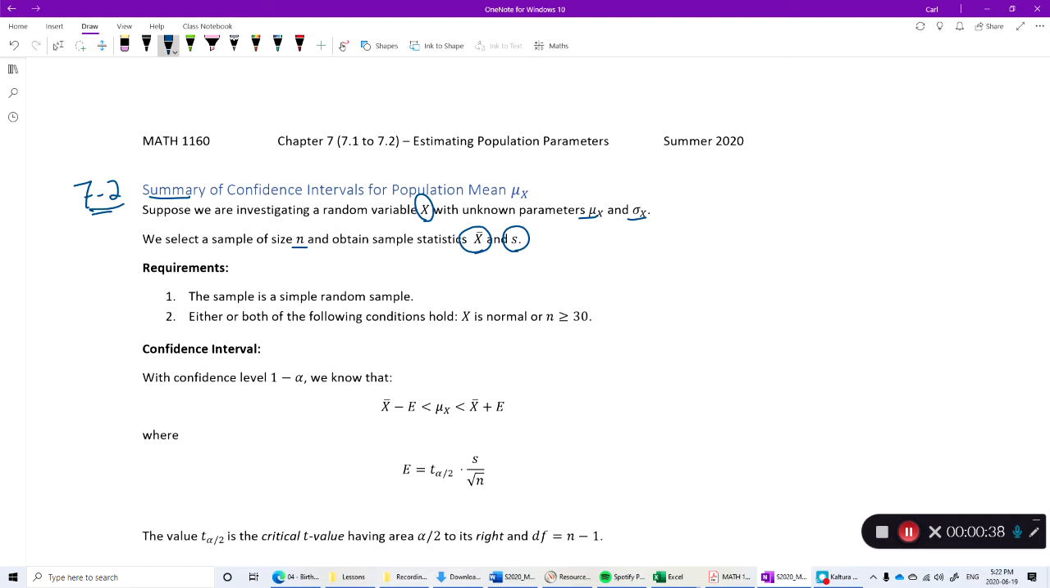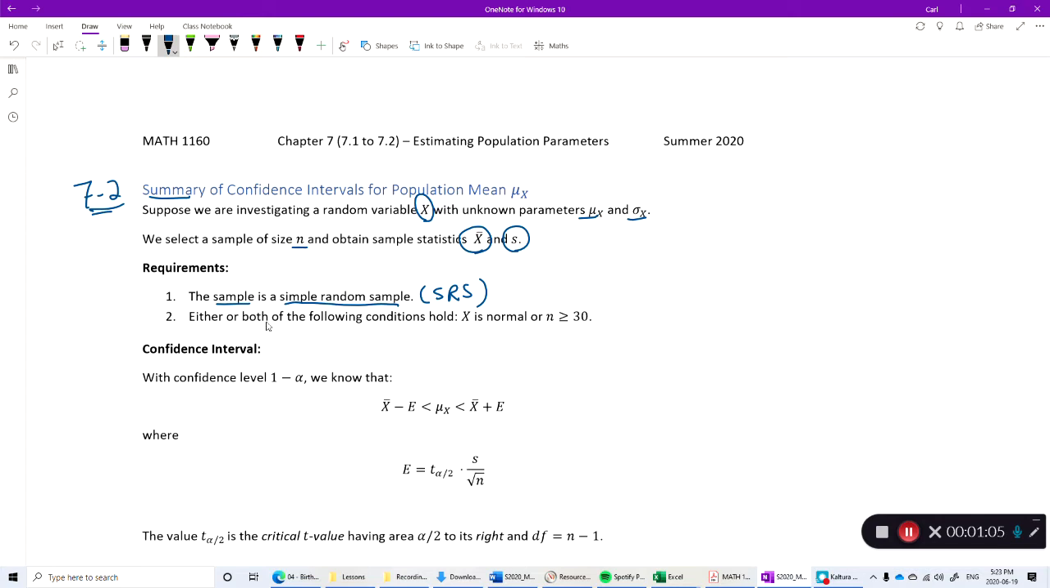So to do this method, the requirements are the sample has to be a simple random sample, SRS. All of statistics assumes that it's a simple random sample. In reality, it usually isn't. There's a kind of a conflict, a sort of tension between statistical theory and real life practice. But formally speaking, it has to be a simple random sample.